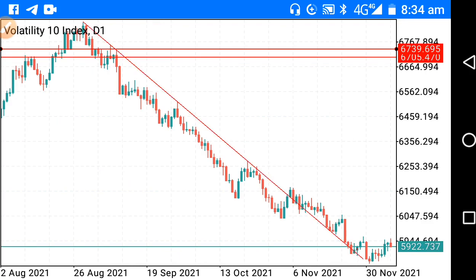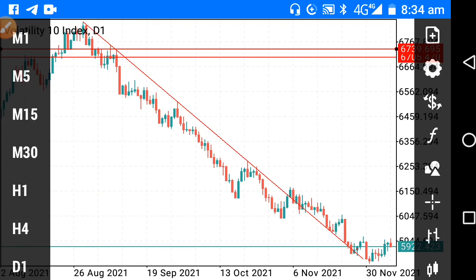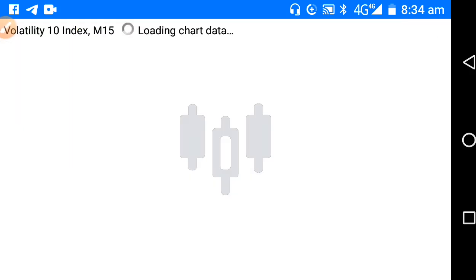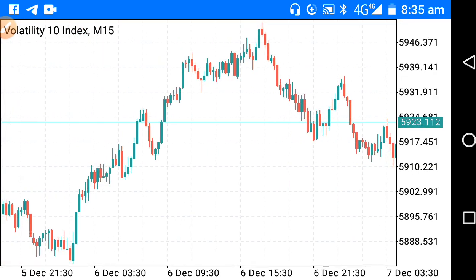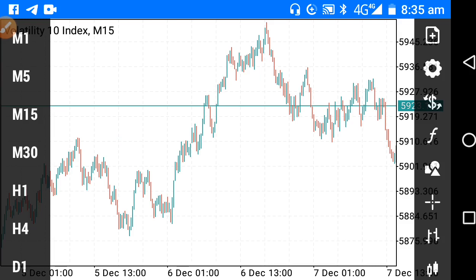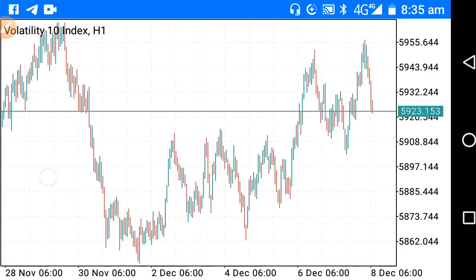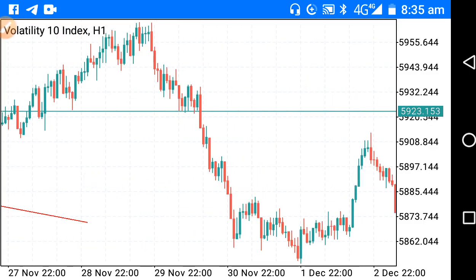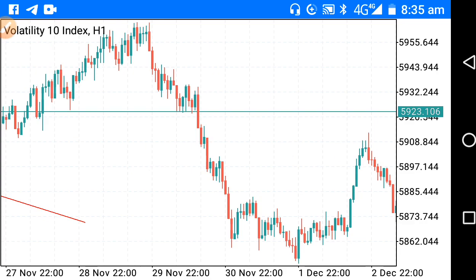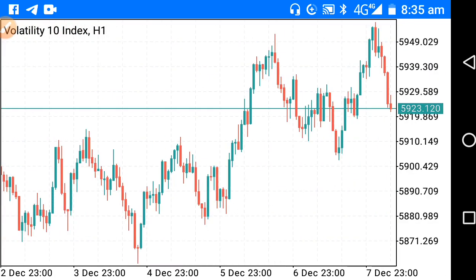This is on daily. On this same volatility 10, let's go to 15 minutes and see if we can find a touch strategy somewhere. Sorry guys, my network is a bit slow today. I don't know what's going on. We're on 15 minutes on the same volatility. Or let's make it 1 hour. Okay, I'm having network challenge here. The network is actually not good today.